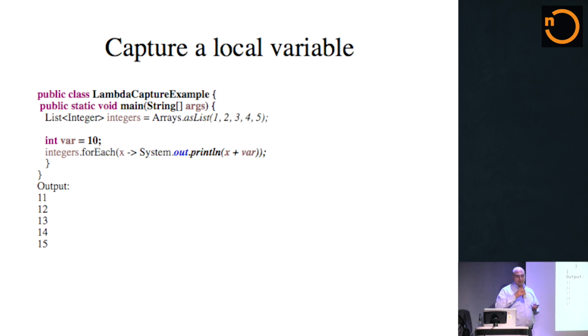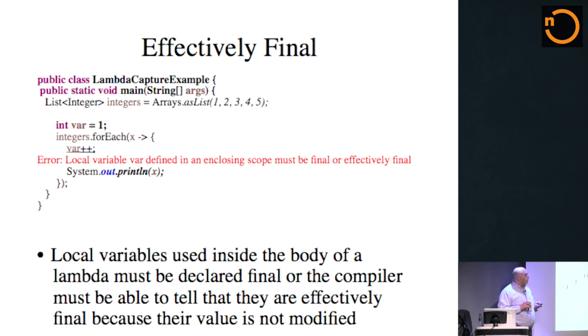Yes? Is it still inferred as final after the execution of the function? You mean like that? Yes. So in this example here, let's try to trick the compiler. We'll set var equals to 50 here. And the compiler will say, error, local variable var defined in an enclosing scope must be final or effectively final, right? Comments, questions?